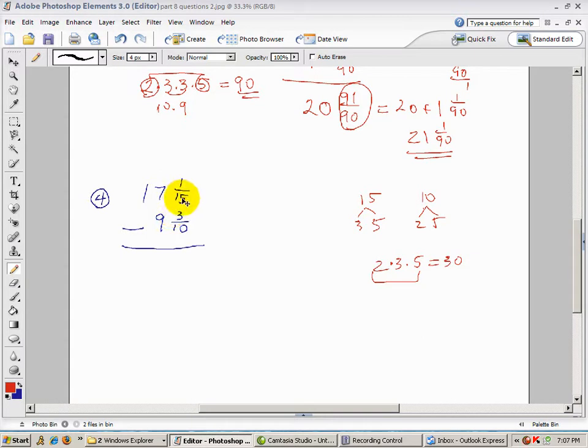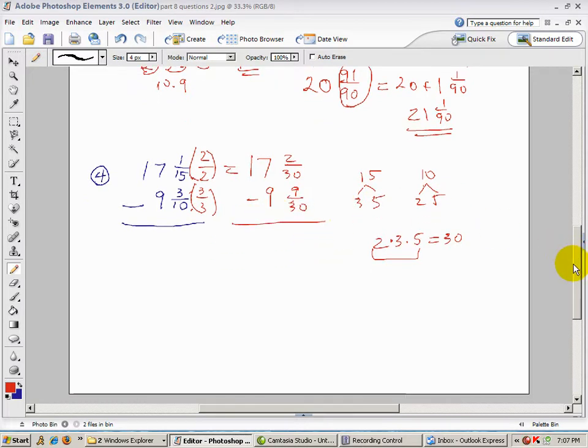Pretty easy to see how we can make these into 30, but again, 3 times 5 is 15, and we're missing a 2. A lot easier to see the what's missing method. And 10 is 2 times 5. Here's 2 and 5. It's missing a 3, and we'll multiply top and bottom by 3. Now this number will become 17 and 2 30ths. This one is, we're subtracting 9 and 9 30ths.